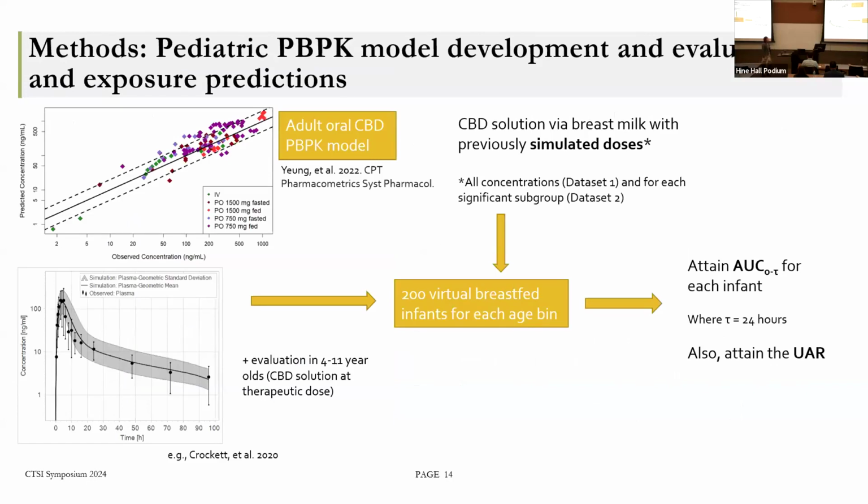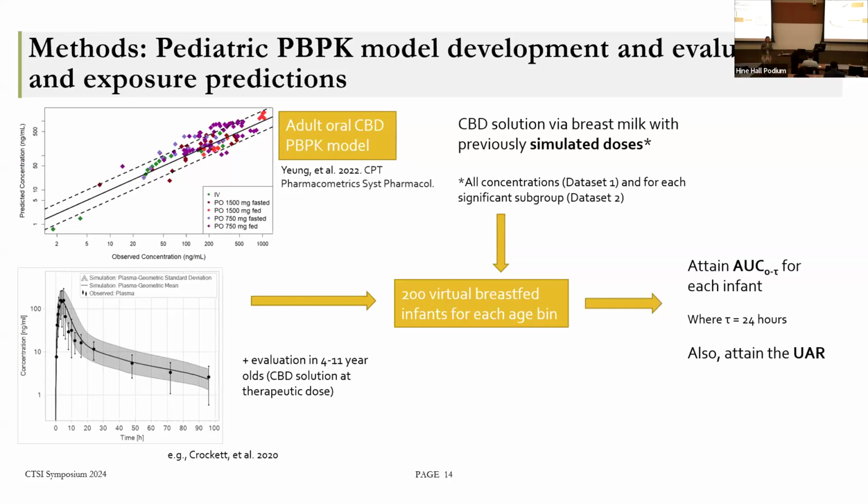And in terms of the PBK model development and evaluation, on the very left, we start off with our adult CBD PBK model that I mentioned was published. It showed adequate accuracy and precision. I'm also just showing a snippet of the oral population model here at the bottom. And then we scaled to pediatrics, and we were able to evaluate in a literature published study of 4 to 11-year-olds who were taking CBD for epilepsy as a solution.